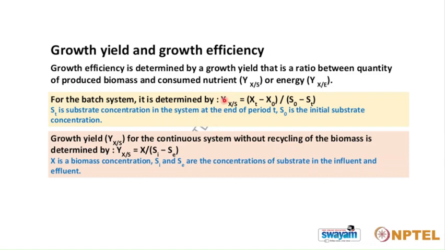In the case of batch system, we have to divide the biomass produced by the substrate consumed. But in the case of continuous system, here also the formula is the same, but the factors will vary. Here Si refers to the substrate influent concentration and Se refers to the effluent concentration of substrate. So this is how the calculation of growth yield varies with respect to batch system and the continuous system.